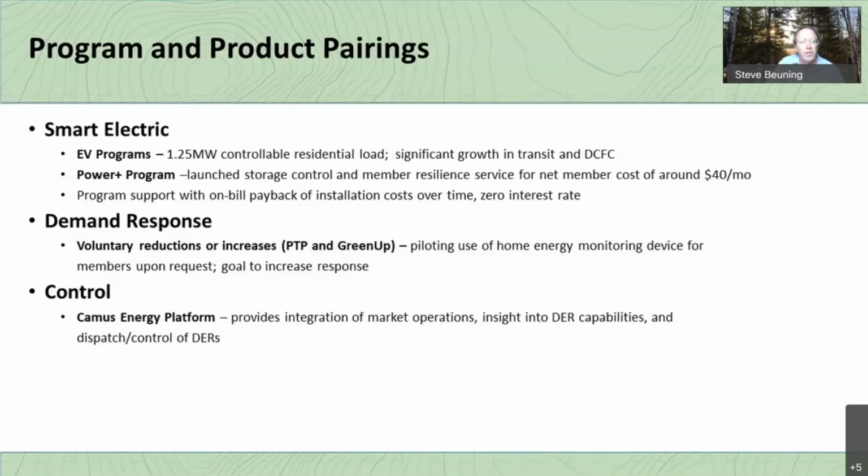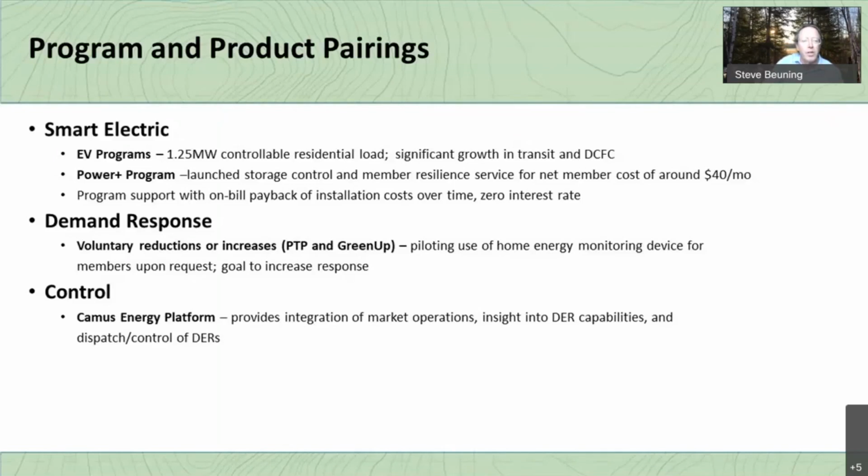We also recently launched a program called Power Plus in cooperation with Tesla and a local Tesla installer, where we will finance the installation of Powerwalls at a member's residence. They get the resilience benefit of having that backup storage capability. We get the demand response control feature to help manage our peak. And again, on both of these programs, we have an offer where we will support installation costs over time.